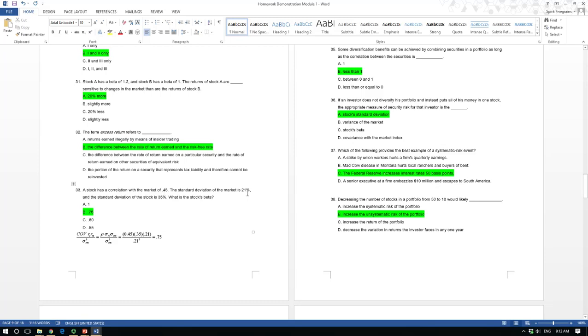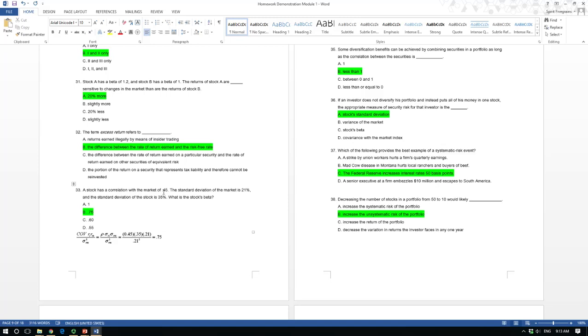Standard deviation of the market is 21%. Standard deviation of the stock is 35%. And it asks you, what is the beta? I'm sorry, this correlation with the market 0.45 is the correlation coefficient, not the covariance. And it asks you what is the stock beta.